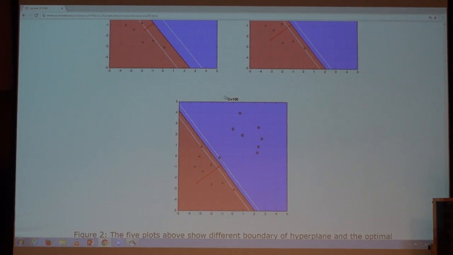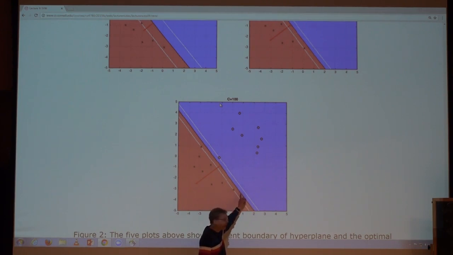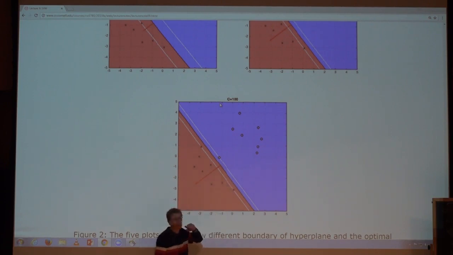And if we set our C to be large, say C to 100, then it really penalizes any slack. So we'll try to find a solution with 0 slack. And that's exactly what it finds. This black line is the hyperplane. And the white line is exactly the margin of 1. It scales and positions the hyperplane exactly such that the closest crosses lie on the margin of 1, and the closest circle lies on the margin of 1.